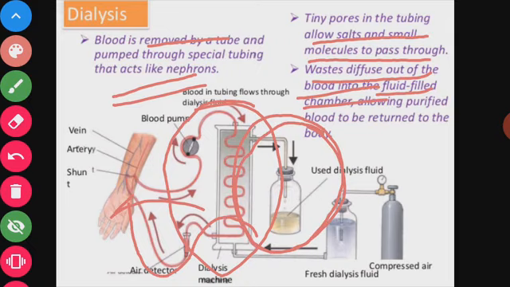These are the two ways when kidney failure takes place. Either we transplant kidneys, or we can use dialysis technology when the kidneys do not function properly. These are the ways we can use when kidney malfunctioning or kidney failure takes place in any person.